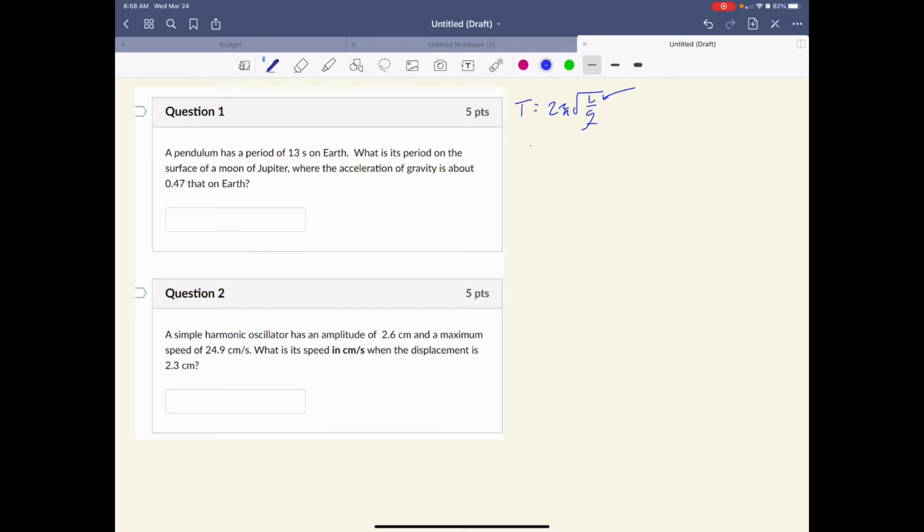So it's going to be, long story short, it's going to start to look like this. Which means that you're going to end up with T squared g over 4 pi squared equaling L. So now it's just a matter of calculation to get the L. So the T was 13, so 13 squared times 9.81 divided by 4 divided by pi squared.